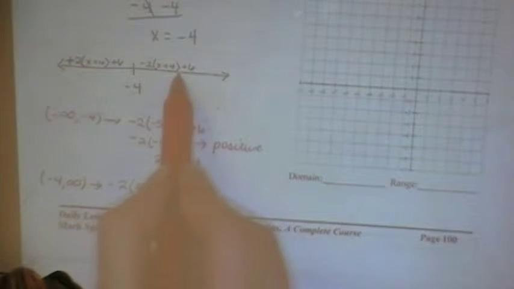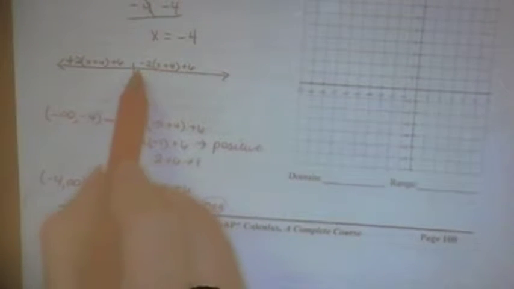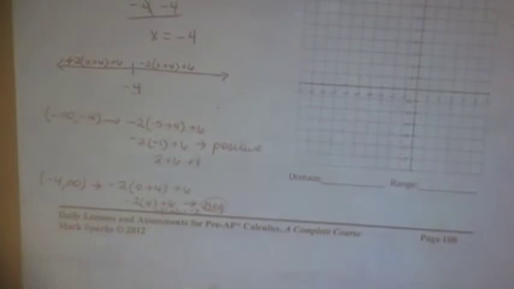In this case, it comes out to be negative, because negative 2 times 4 is negative 8, plus 6 is negative 2. That is a negative number, which means this piece has to be negative. It already is, because it has a negative 2 in front of it. So I can leave that right-hand piece as negative.